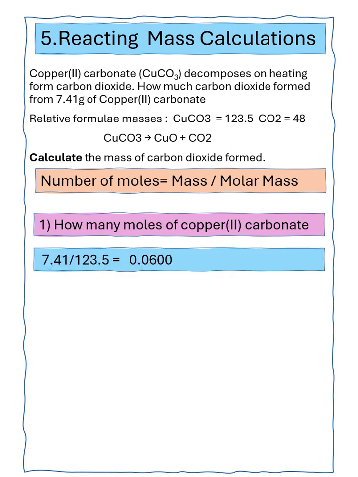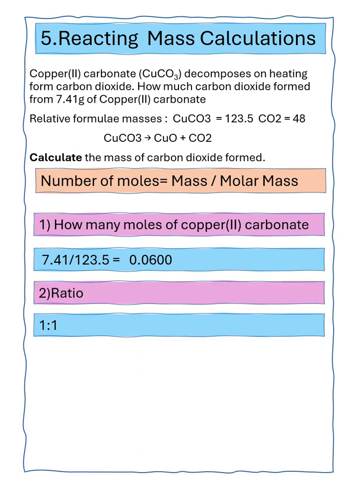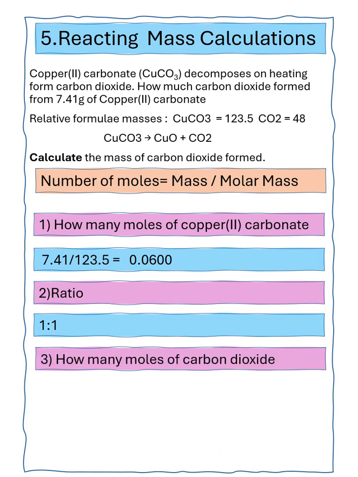So we know it's the mass divided by molar mass. So the mass is 7.41 grams. We're dividing that by the molar mass of copper carbonate, which we're given, is 123.5. So we know we've got 0.06 moles of copper carbonate. We can then look at the ratio of copper carbonate to carbon dioxide, and we can see from the equation it's 1 to 1. Can use that to calculate the number of moles of carbon dioxide. So that's the same. So we've got 0.06 moles of carbon dioxide.